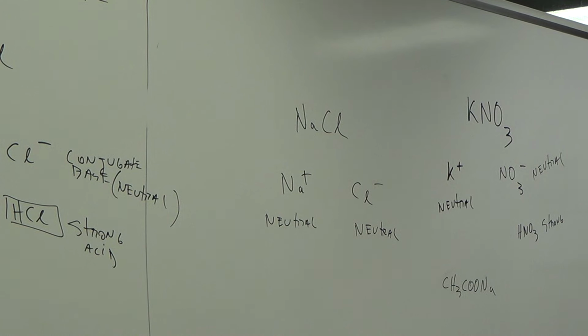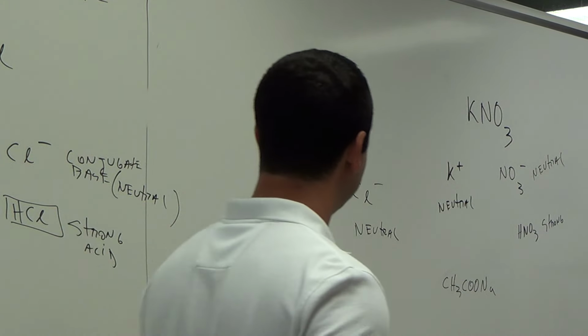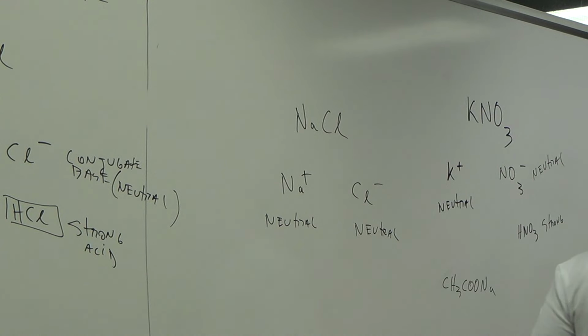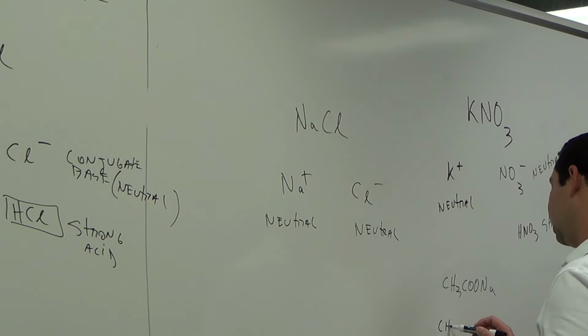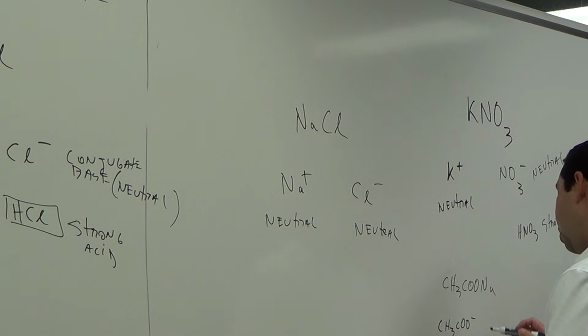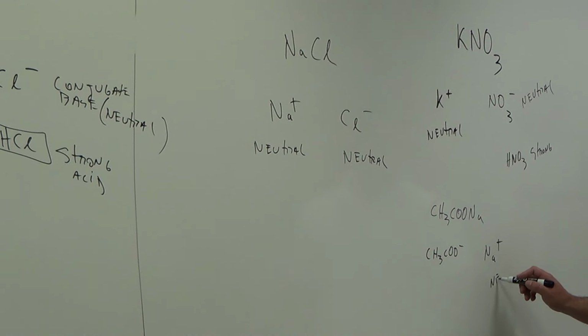So that's a weak acid. So this dissociates into what? CH3COO minus, acetate, and Na plus. That one's easy, yes? Do you want to get sodium on the test or potassium? Yes, so you don't have to think, yes? What is this? This is neutral.